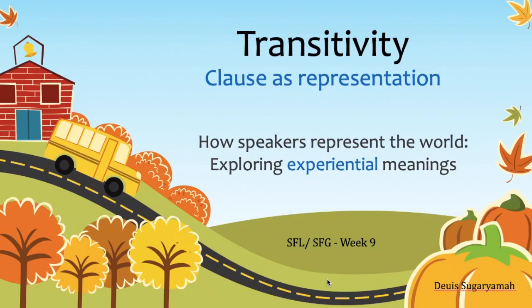Transitivity. Transitivity is a system to analyze clauses representation. This will talk about how speakers represent the world by exploring experiential meaning. So, what is the transitivity system, then?